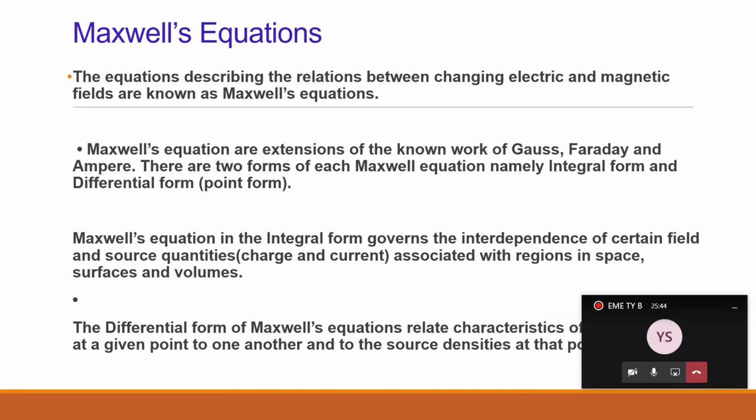We have seen this. Closed integration of H bar, where H bar is the magnetic field intensity, dot dl bar, where dl bar is length. So H bar dot dl bar is equal to I.